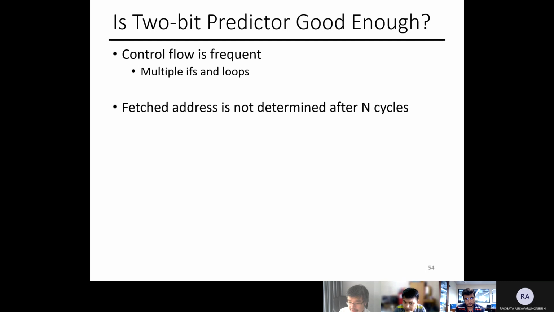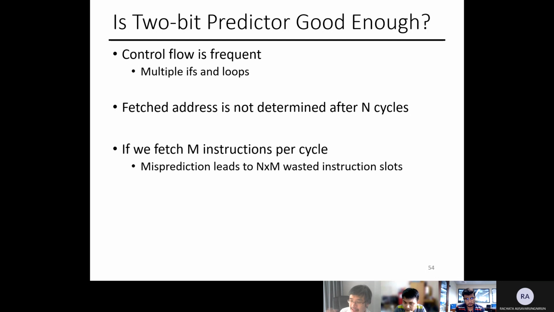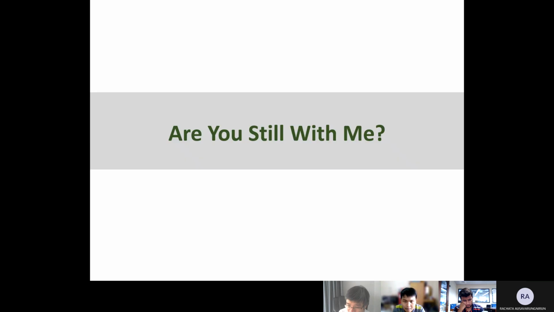The fetch address is not determined after n cycles. So let's say you can fetch m instructions per cycle. If you are doing advanced processor design, you can actually process multiple instructions in a cycle. So let's say that's m instructions per cycle. Your misprediction will lead to n multiplied by m wasted instruction slots. That's a lot of instruction slots being wasted, right? So are you still with me?